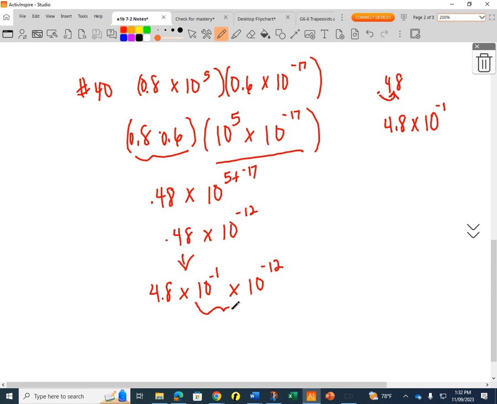So now I need to combine those 10s, but this is greater than or equal to 1 and less than 10. Does that make sense? All right, so now I have 4.8 times 10, negative 1 plus negative 12 is 10 to the negative 13th power.